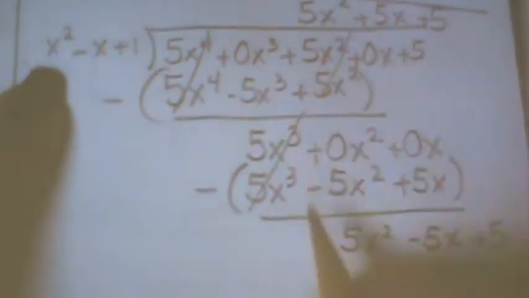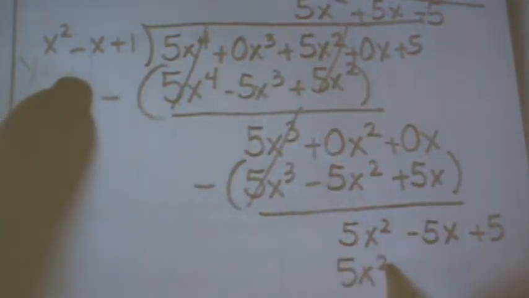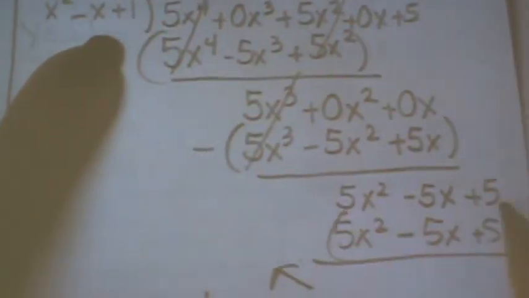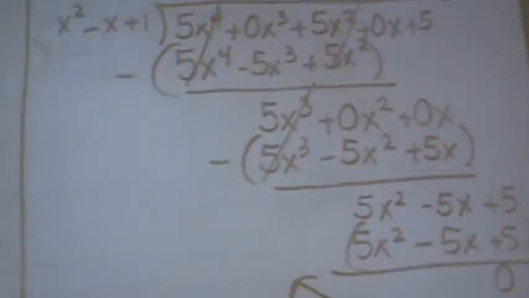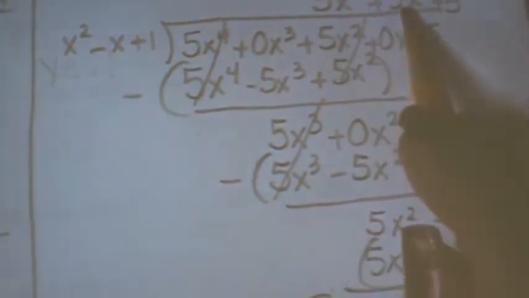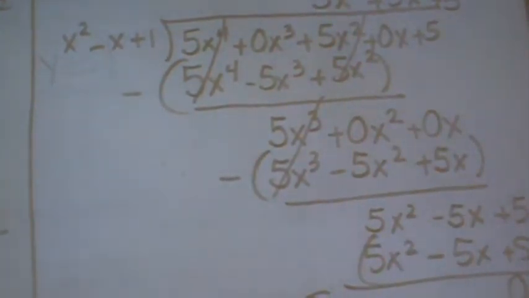What happens? You get 5x squared, cancel completely, minus 5x plus 5. Guess what? These cancel completely. There is no remainder. So the quotient is 5x squared plus 5x plus 5.